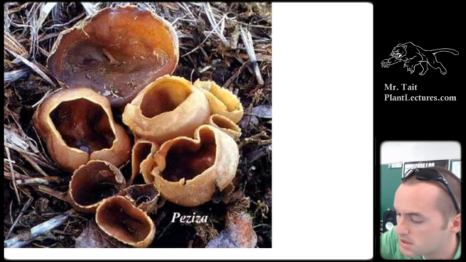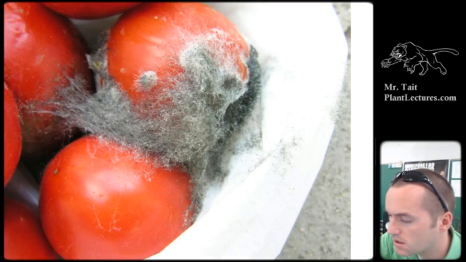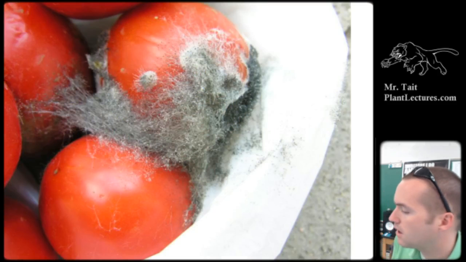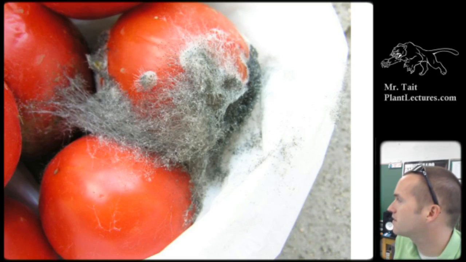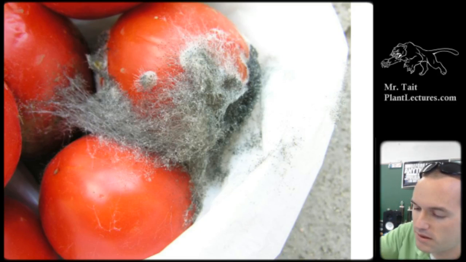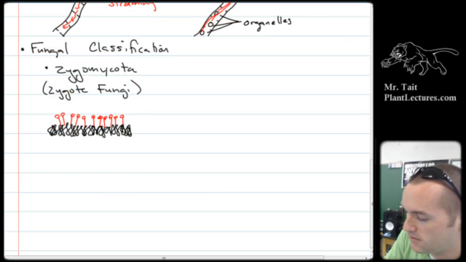So this is a zygote fungi, right? Yeah, those are tomatoes. You should not eat those tomatoes. But you can see how it kind of looks like it's hairy, right? And the reason why it looks like it's hairy is because it's got that individual layout where there's a whole bunch of little filaments with something on top.